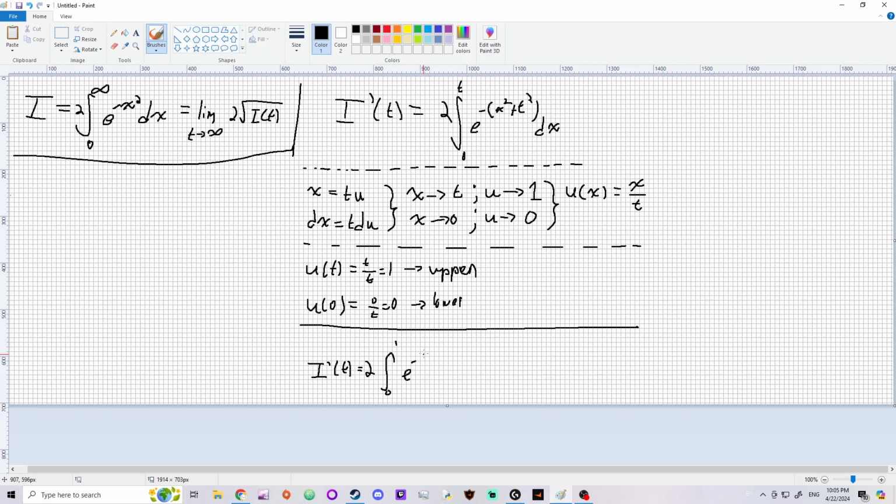E to the negative x squared is what? x is tu, so x squared is t squared u squared, plus t squared. Don't need to change that one. And then dx is t du. Okay. We can actually simplify this more.